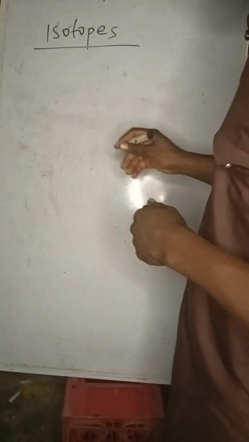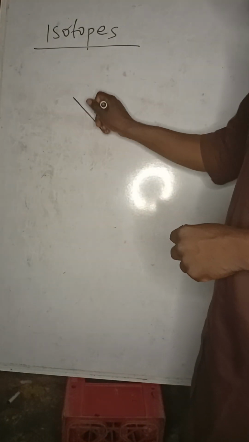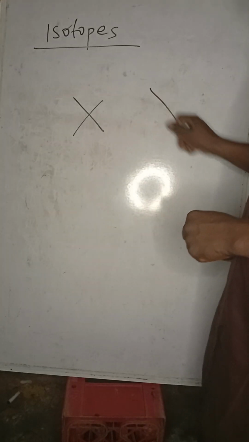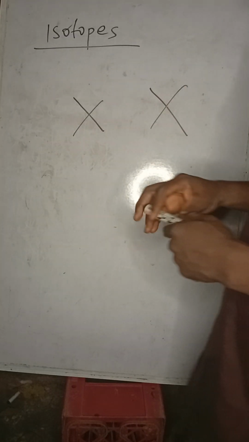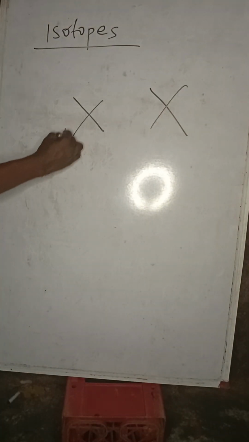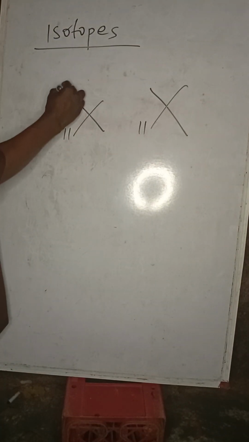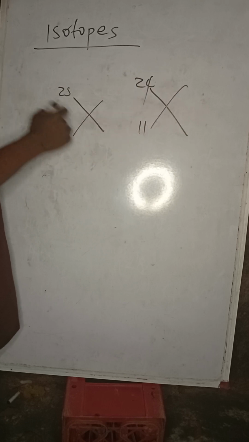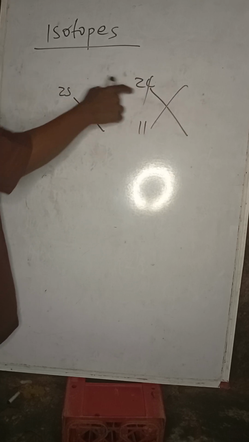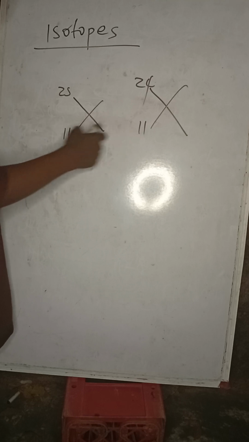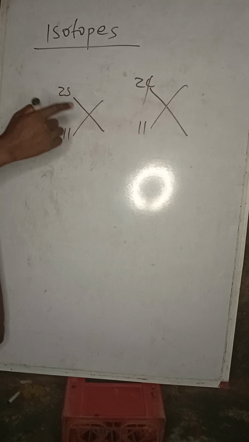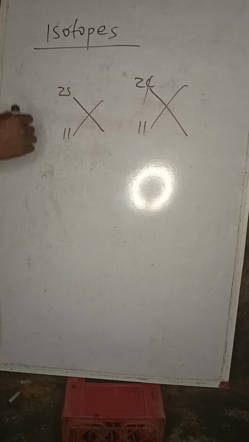Isotopes are atoms with the same atomic number but different mass number. So let's say we have X with 11 and 25, and another with 11 and 24. The mass numbers or nucleon numbers are different, but the atomic numbers are the same. So basically they are atoms with the same number of protons. The reason why isotopes are different is because they have different numbers of neutrons.